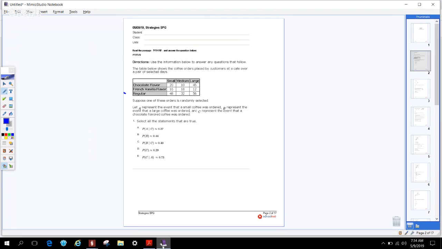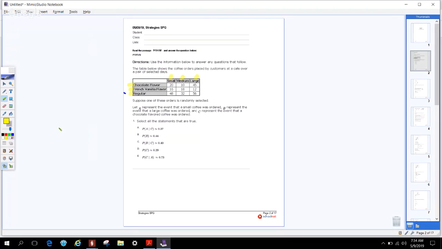So let's look at the first one. It says, use the information below to answer any questions that follow. So the table below shows the coffee orders placed by customers at a cafe over a period of days. So we can see we've got small, medium, and large, and they offer chocolate, French vanilla, and regular.